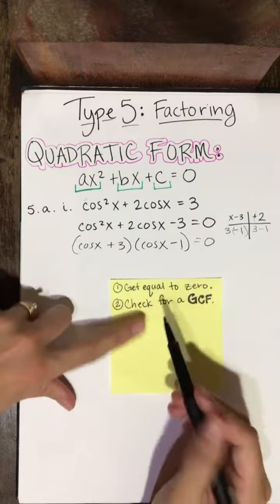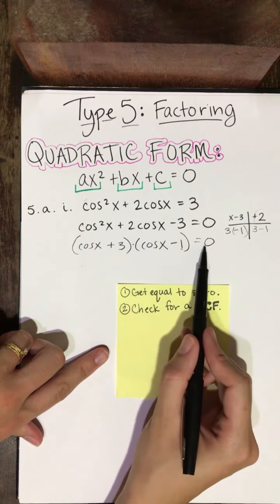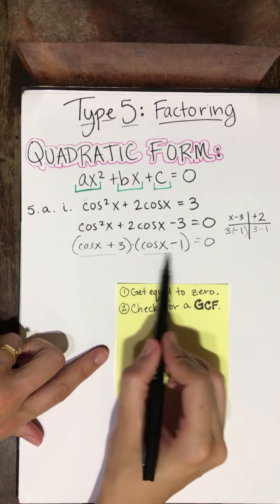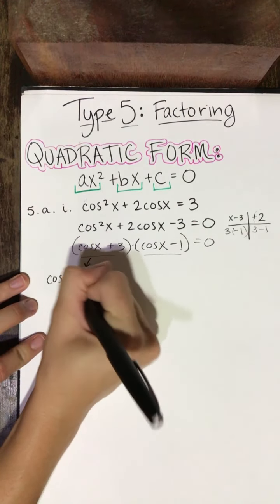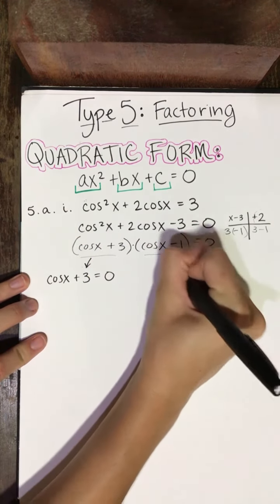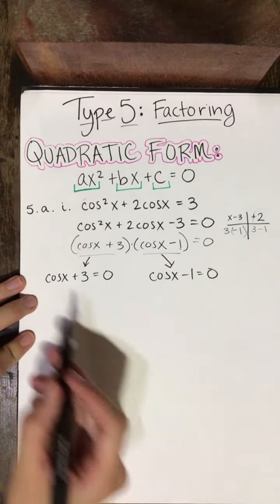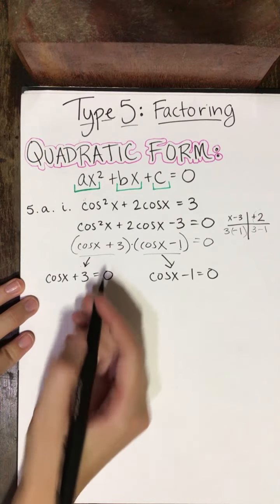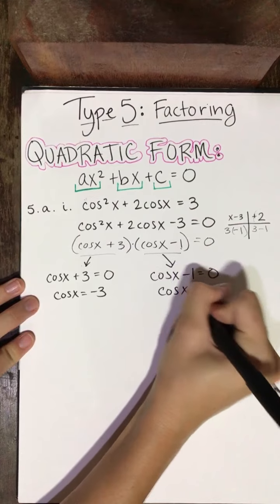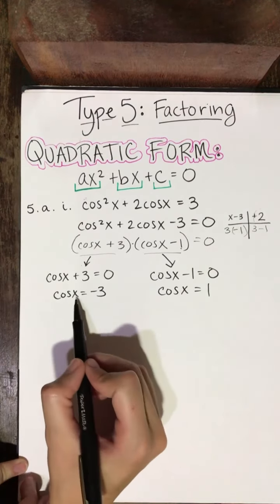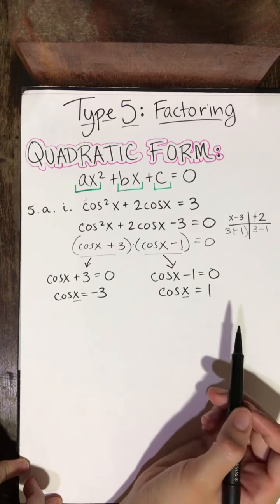Now remember when we were taking the GCF, once we've got our 2 factors that multiply, right, this is multiplication to be 0, then we can set each factor equal to 0. So over here, I've got cosine of x plus 3 is equal to 0, and over here, I've got cosine of x minus 1 is equal to 0. Solve. Cosine of x is going to be equal to negative 3, and over here, cosine of x is equal to 1. So now we've got to figure out what x is. What angle will give us negative 3, and what angle will give us positive 1.